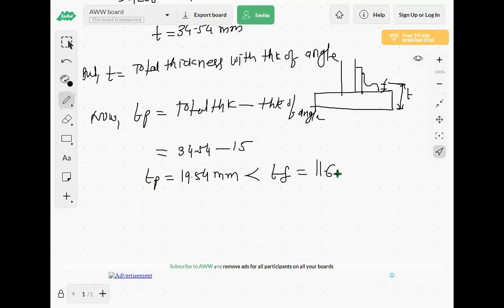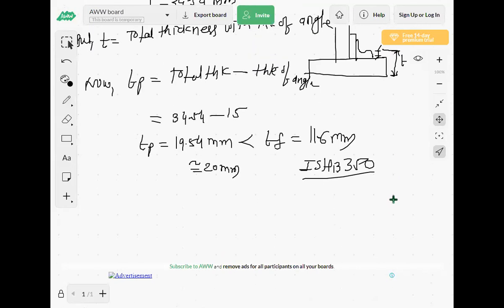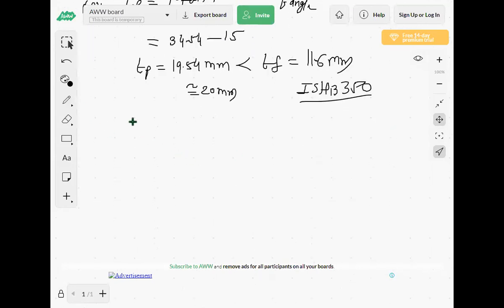I think the thickness of flange is 11.6 mm for ISHB 350. Please verify. For ISHB 350, the thickness of flange will be 11.6 mm. So this is safe. So here we will use a 20 mm thick plate. Are you getting it, everyone? Okay. So this is your step number 5.